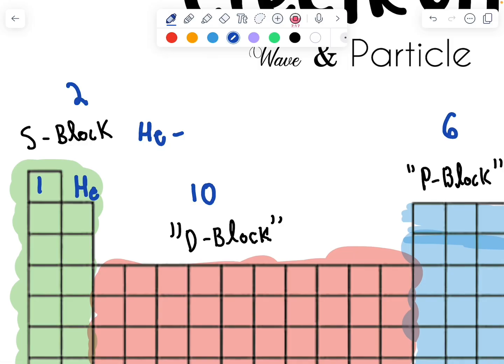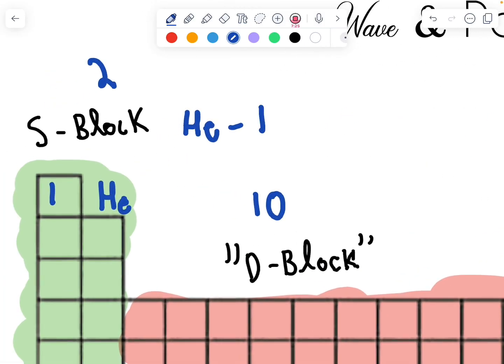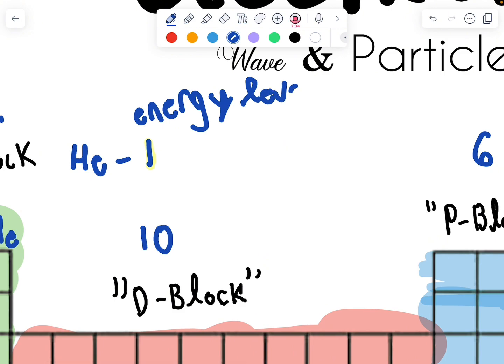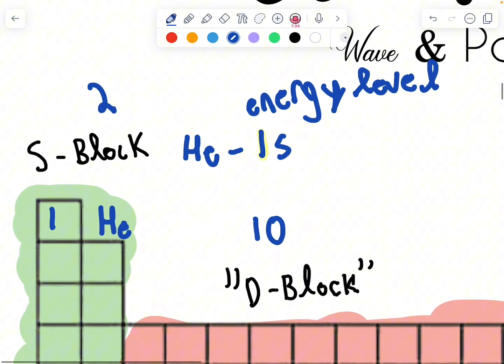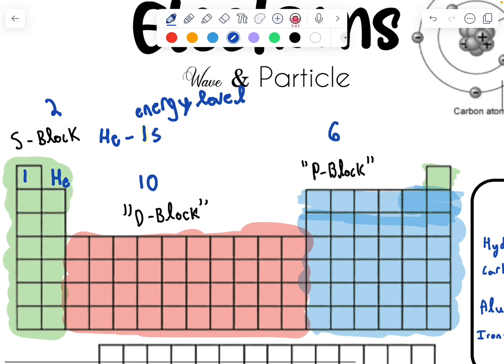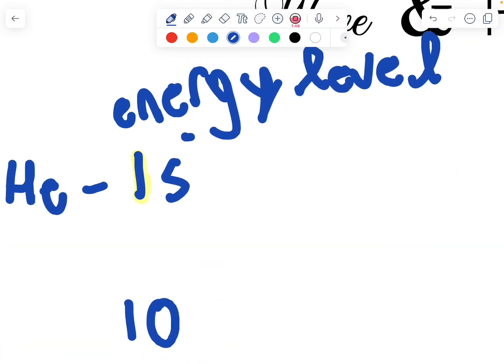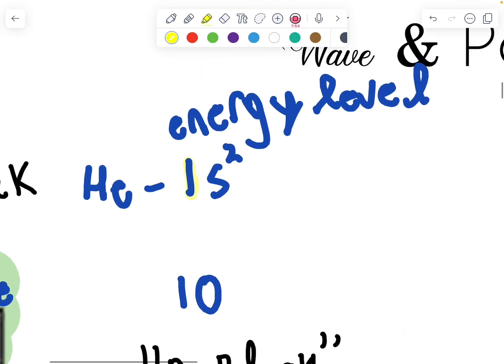So we'd have 1, because that's the energy level we're in. This is energy level 1 because we're in the first period of the periodic table. And then the S is the sub-level we're in, which is like the block, if you want to visualize it. And then we have 2 electrons because we have 1 proton and then 2 protons, and we have a neutral atom, so we're going to have 2 electrons because we have an equal amount of protons and electrons. And so our complete electron configuration is 1s2.